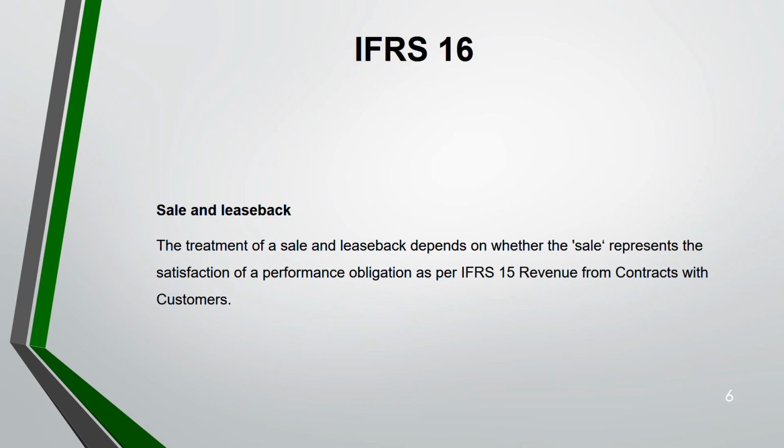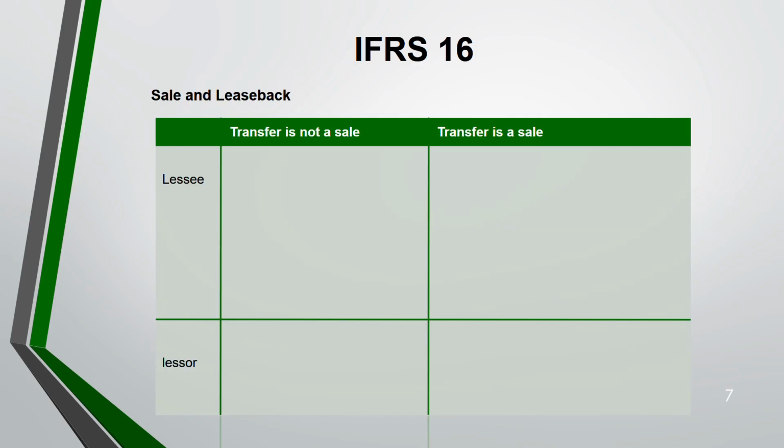If it is a sale, you have to use the rules of IFRS 15. And if it is not a sale, then we'll see. So this table will help you a lot. Transfer is a sale, transfer is not a sale. So if the transfer is not a sale, from the lessee's point of view, how will they recognize it, and from the buyer, who is the lessor, how will they recognize it.